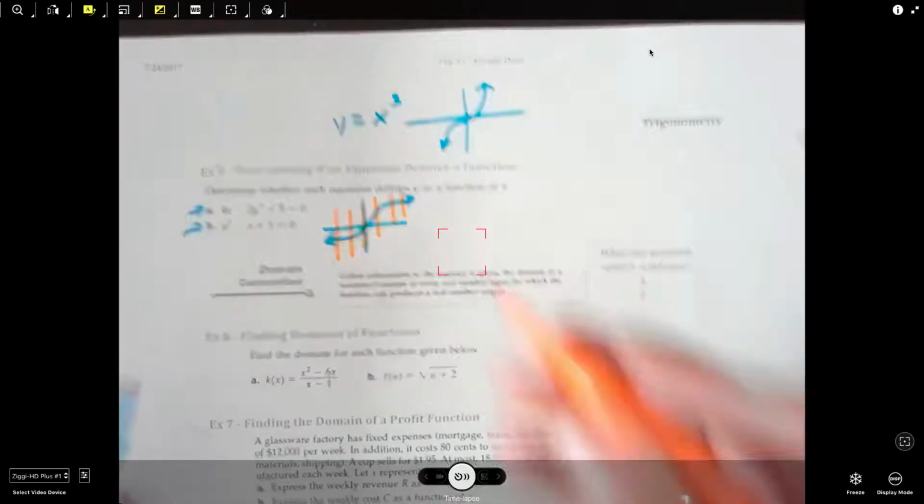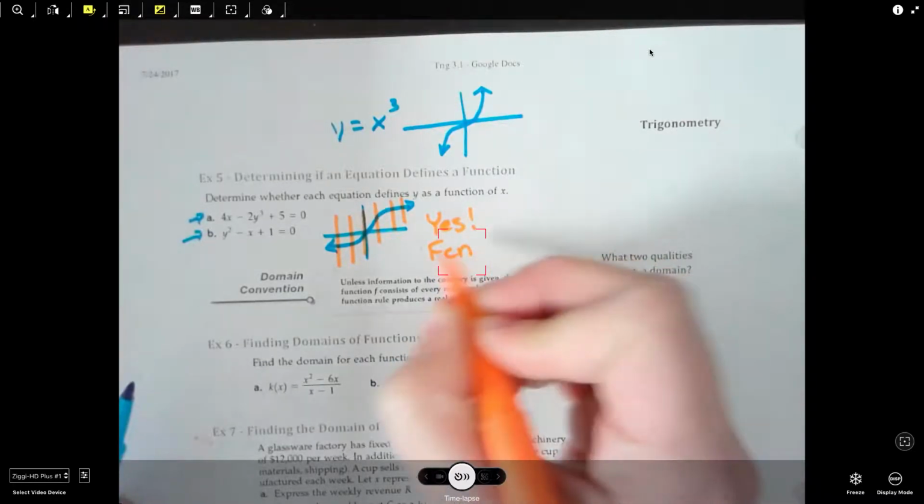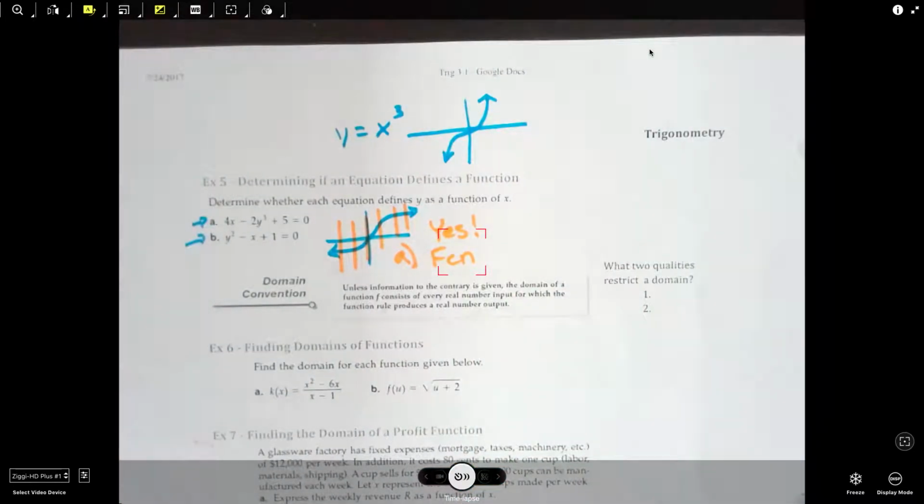Kate, yes, it is a function. So part A, yes, it's a function. It's still a function when it's laying on its side. Y equals x to the third power and x equals y to the third power. They are both still functions.